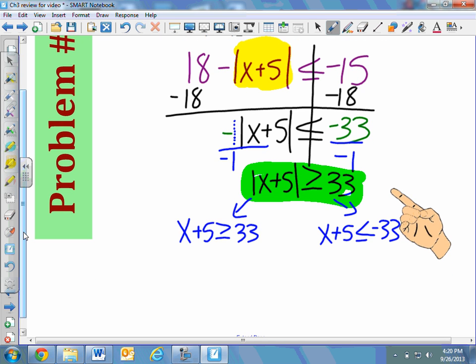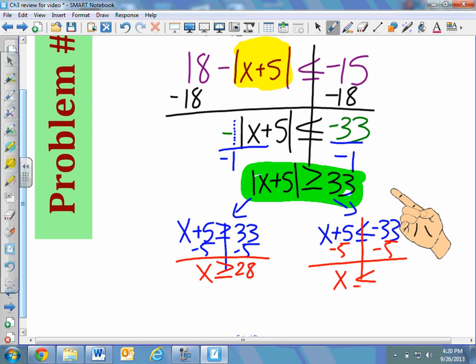Okay, let's do the two problems, set them up. I'm going to do minus 5, x is greater than or equal to, that is a 28. And the other one is minus 5, x is less than or equal to negative 38. There are your two answers, guys.